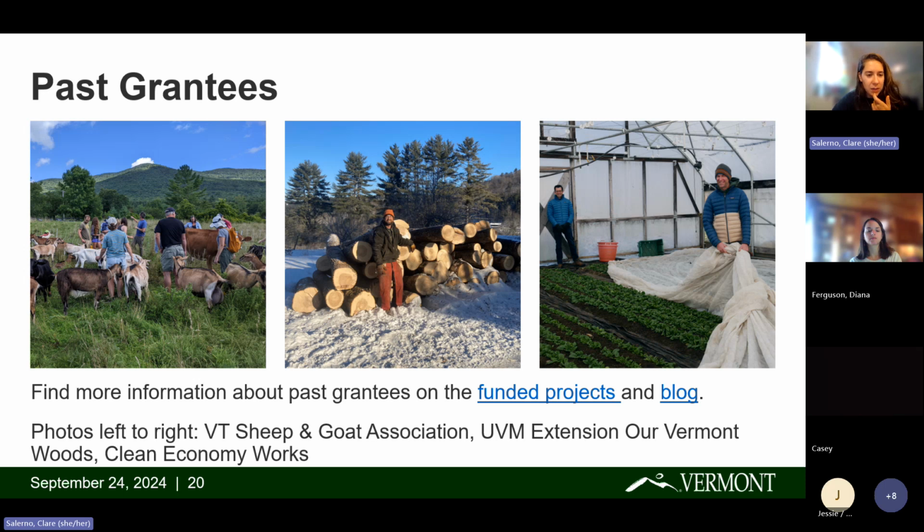The Vermont Sheep and Goat Association did some association development work and did some workshops, which is what's pictured here. UVM Extension has their Our Vermont Woods program. I do believe we have a blog post about that one that you're welcome to read, from, I believe, 2019, doing some storytelling around landowners and the forest products sector and forestry. And then Clean Economy Works is here on the right, which received a grant to do some grant writing support for working lands businesses to apply for federal energy efficiency grants.